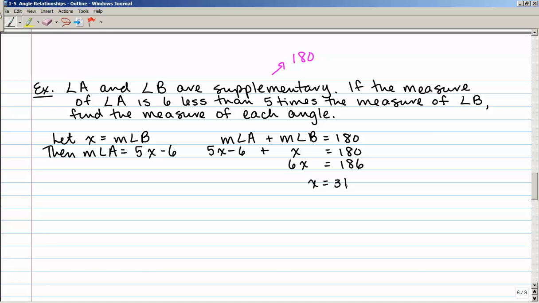And I'm not done. If I were in algebra, I'd probably be finished once I find x. But this problem says find the measure of each angle. So the measure of angle A was 5 times x minus 6, or 149. And the measure of angle B was equal to x, which is 31. So angle A is 149, B is 31. You can do a quick check. Do those add up to 180? Indeed they do.